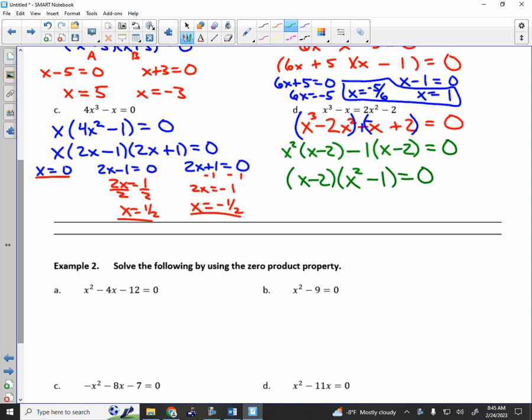Am I done factoring? Nope. X minus 2 times, what is x squared minus 1 factor to? x plus 1, x minus 1. So you can see that the solutions here will be positive 2, negative 1, and positive 1.